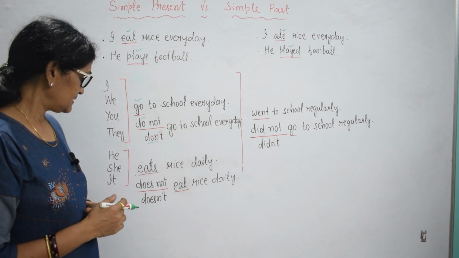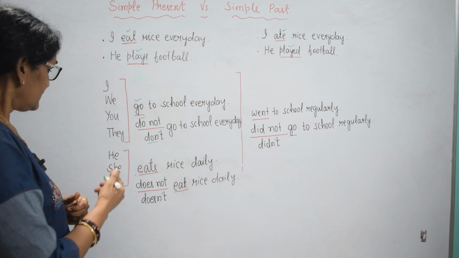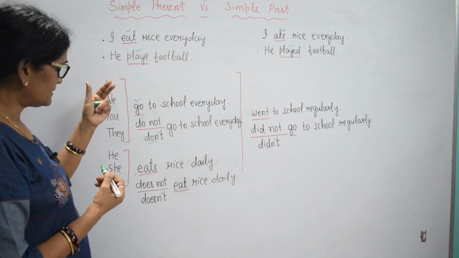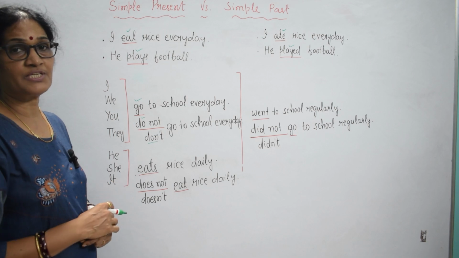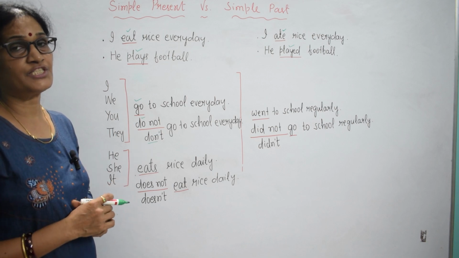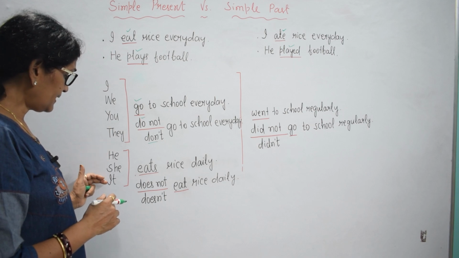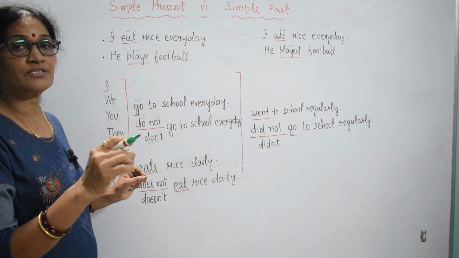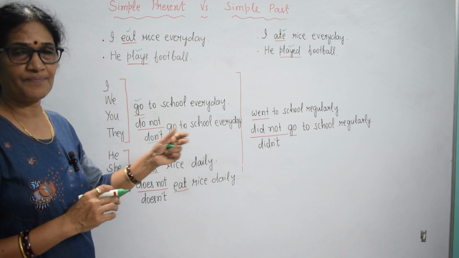On the other hand, the subjects he, she, it. He eats rice every day. Instead of eat, eats, because these three subjects are third person singular subjects. With he, she, it, we use the verb added with s or es. He eats rice daily.